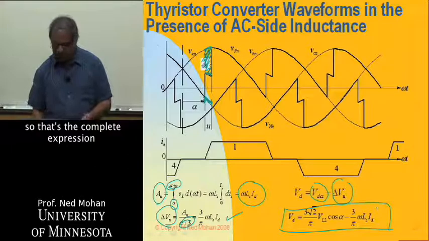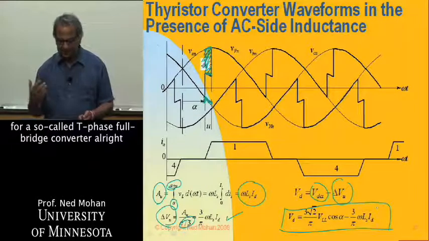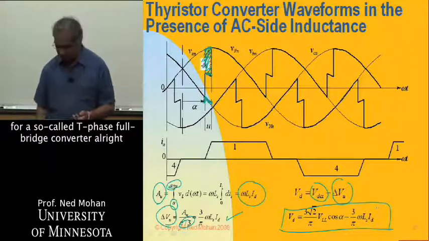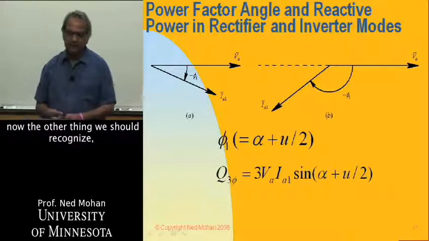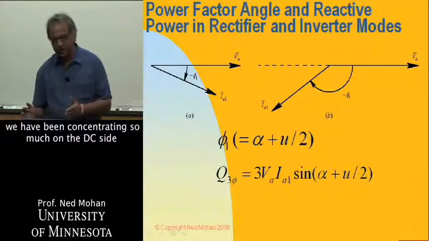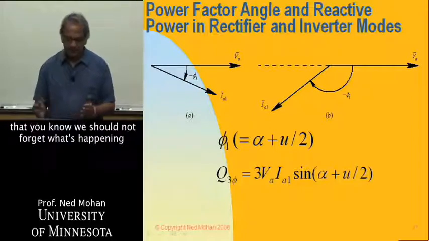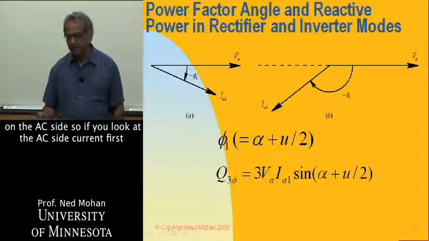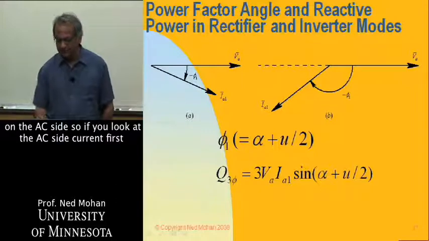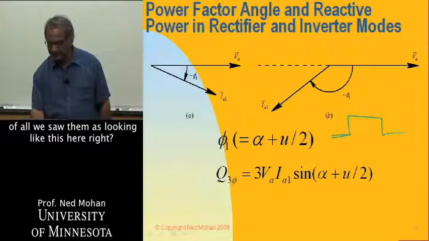So that's a complete expression for a so-called three-phase full bridge converter. All right. Now, the other thing we should recognize, we have been concentrating so much on the DC side that we should not forget what's happening on the AC side. So if you look at the AC side currents, first of all, we saw them as looking like this here, right?